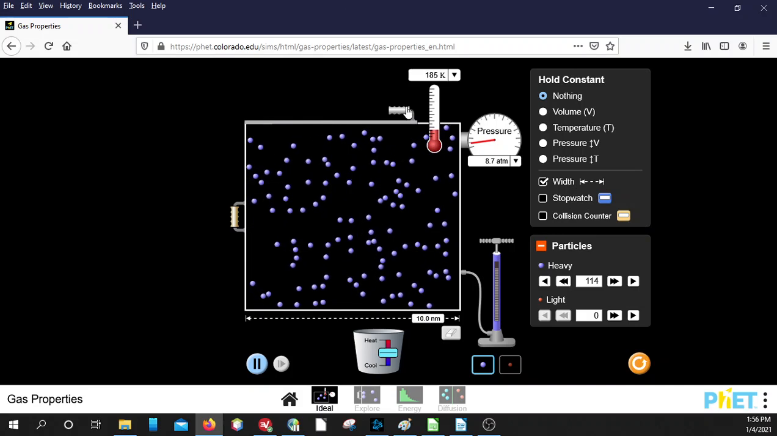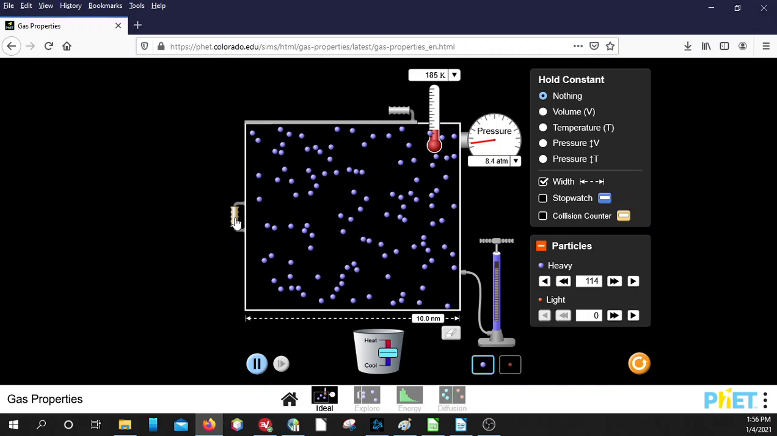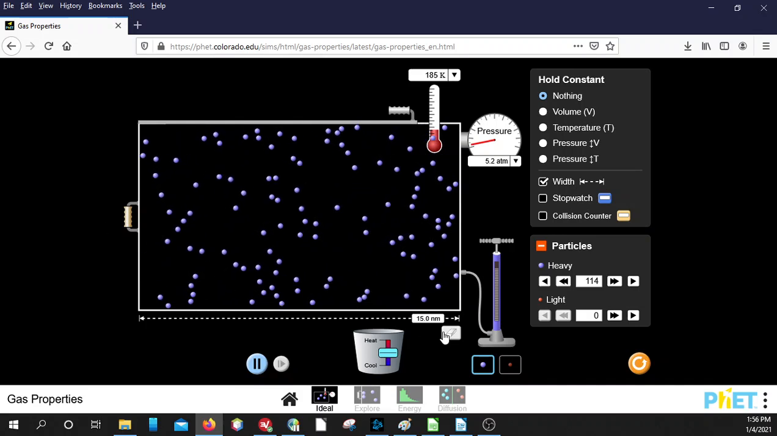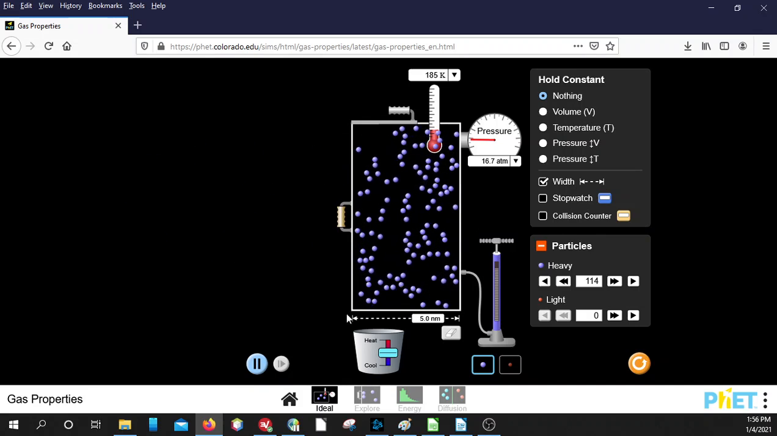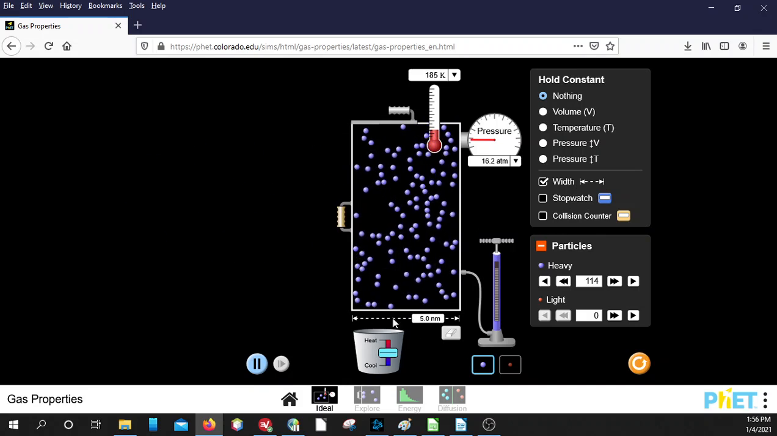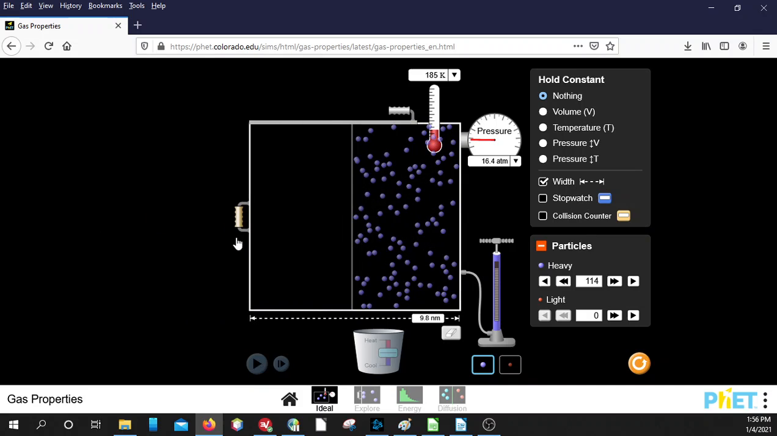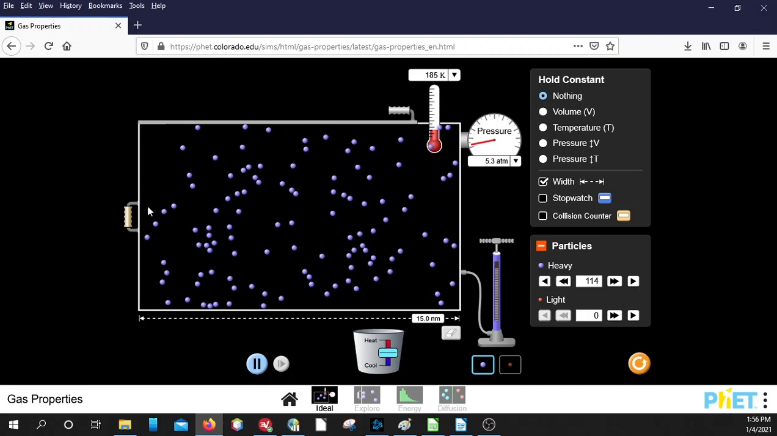Now, we saw we can open the lid. We can also change the volume. So here, I expanded the volume up to a maximum of 15. We can also bring it down to a minimum of 5, or the width is 5 nanometers. So anywhere from 5 to 15. And let's look at here. We have a temperature of 185 Kelvin.